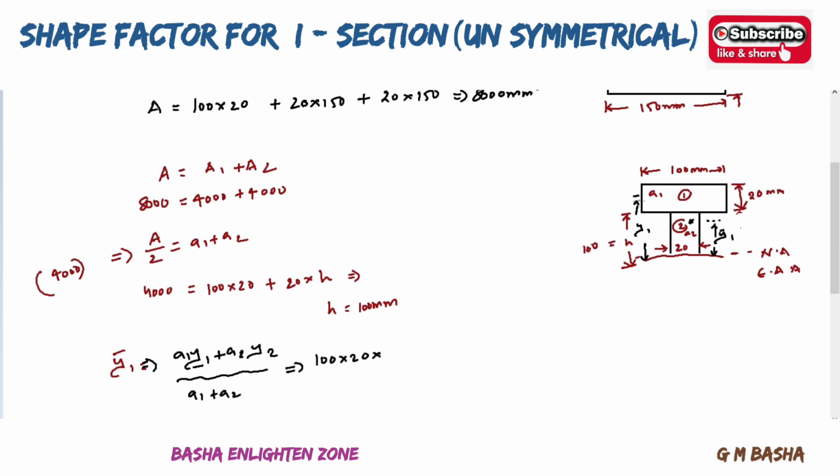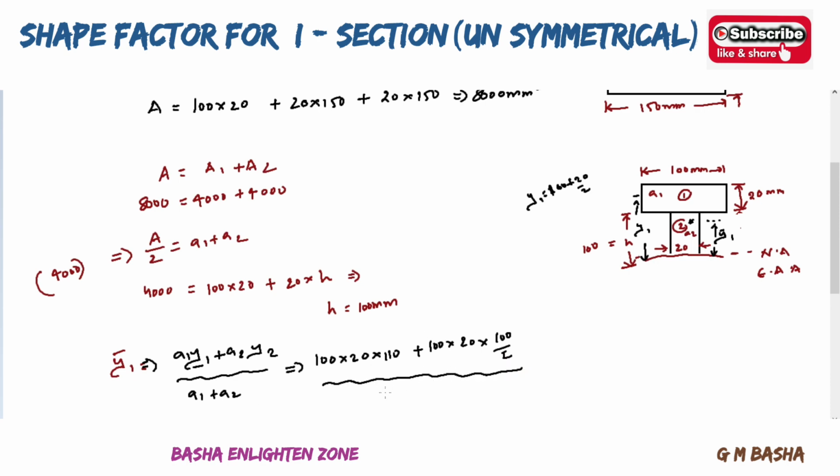For that, y1 equals 100 plus 20 by 2. You will get 110 value directly. Plus a2 is only this bottom part, 100 into 20. Again, this y2 is the distance, exactly this a2 by 2, means y2 by 2, which means 100 by 2. So this y2 is the distance of the web part to the equal area axis, which is exactly half of the distance.